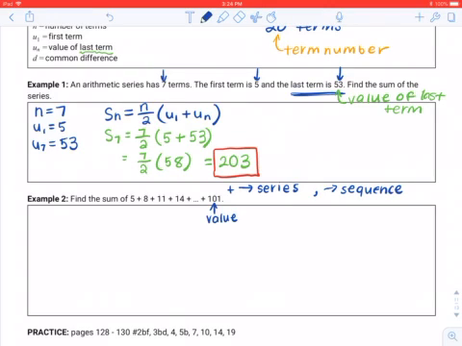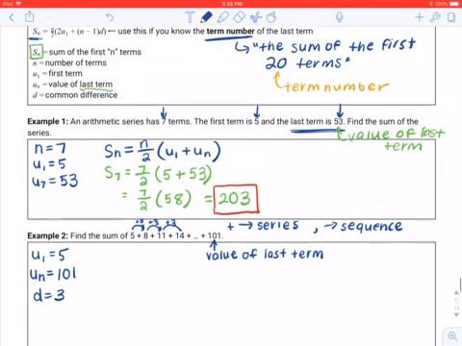So this is going to be the value of my last term. If I look at the information that I have here, I know u1, the first term, is going to be 5. I know the value of the last term, un, is 101. I think the common difference is 3. 5 plus 3 gives me 8. 8 plus 3 gives me 11. 11 plus 3 gives me 14. So my common difference is 3.